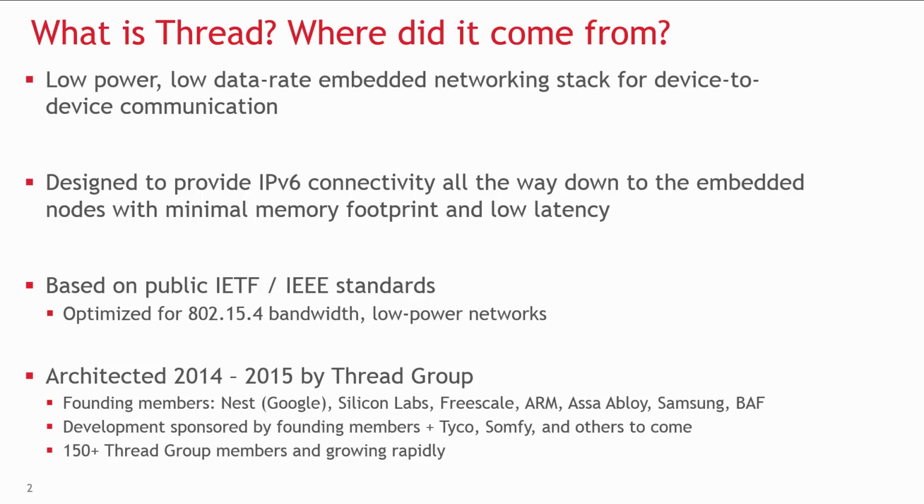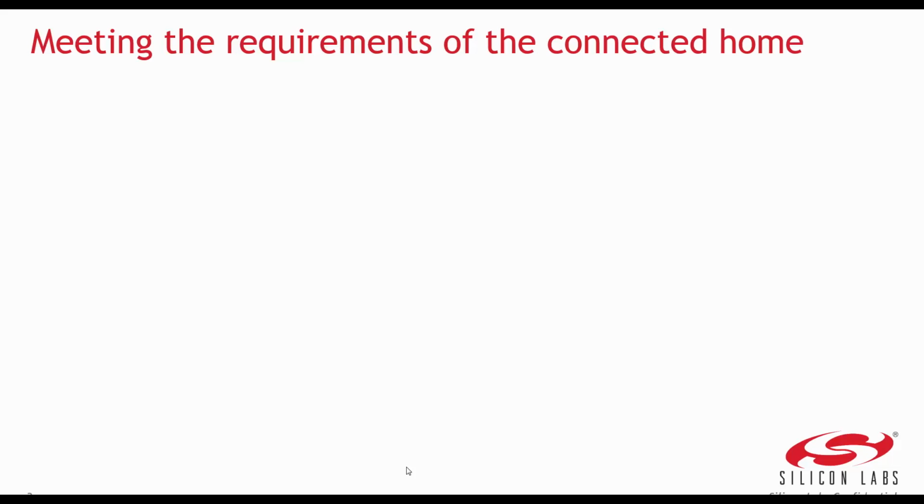Work on Thread began in 2014 among founding members of the Thread Group, the consortium that designs, governs, and promotes the Thread networking stack. These founders, including Silicon Labs, Freescale, ARM, Assa Abloy, Samsung, Big Ass Fans, and Nest, now part of Google, developed the Thread 1.0 standard around existing protocols and new RFCs, and applied lessons learned over years of serving the embedded device market. The Thread Group has now grown to well over 150 members, and sponsorship-level members now include Tyco, Somfy, and other well-known device manufacturers. Now let's look at the market requirements that drove the creation of the Thread networking standard.